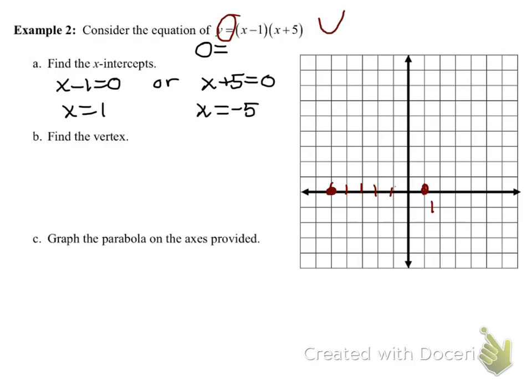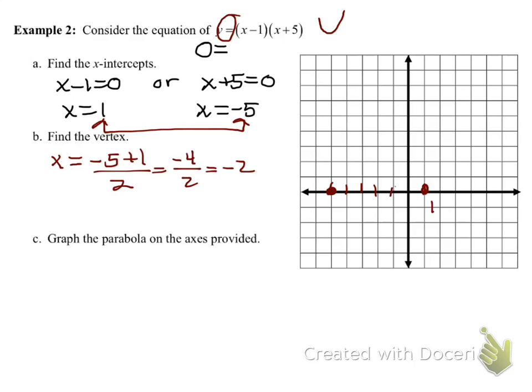I also can find the vertex really easily now because I know it has to be halfway between these two points, which you could just look on the graph and find the halfway point, or you can actually average the numbers to find the x-coordinate of the vertex. Take negative 5 plus 1, divide it by 2. That's negative 4 divided by 2. So the x-coordinate is going to be at negative 2. So we know that our vertex is somewhere along there. That's our axis of symmetry right there.